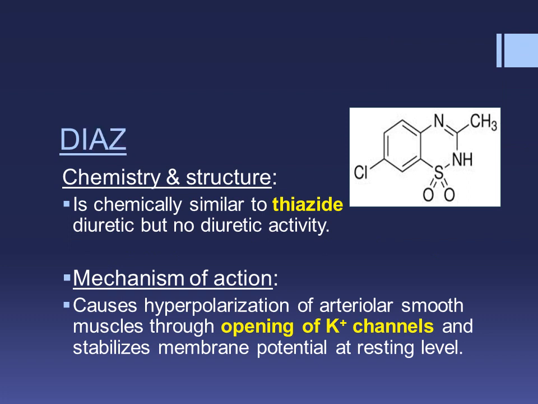So if we move on to our next vasodilator, which is diazoxide, its chemical structure is similar to that of thiazide diuretics, but it has no diuretic activity. If you can recall, thiazide diuretics are basically sulfur derivatives. So if any person has a sulfur drug allergy, he cannot tolerate diazoxide either, right? Its mechanism of action is that it's a potassium channel opener, and it causes hyperpolarization of arteriolar smooth muscle and stabilizes membrane potential at resting levels.